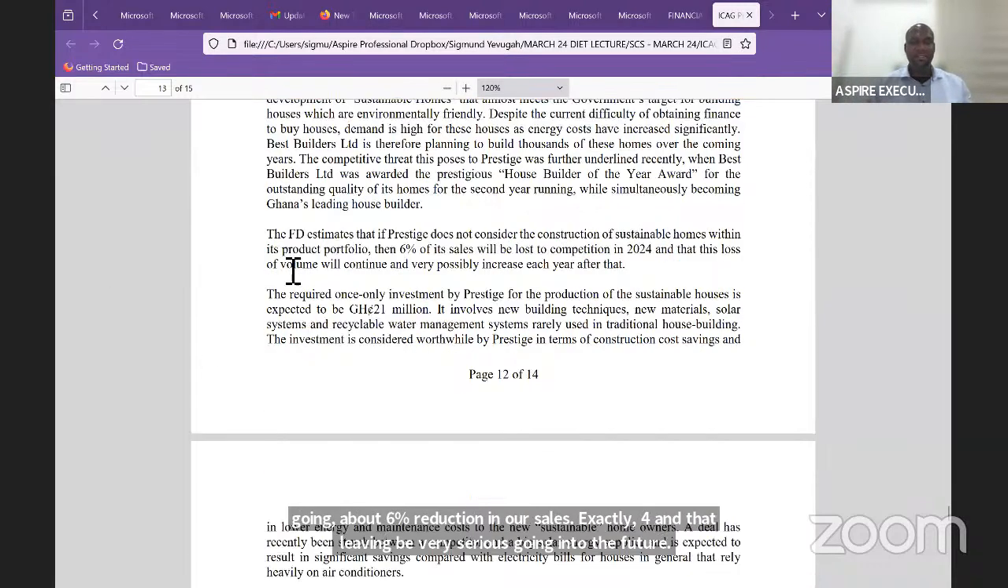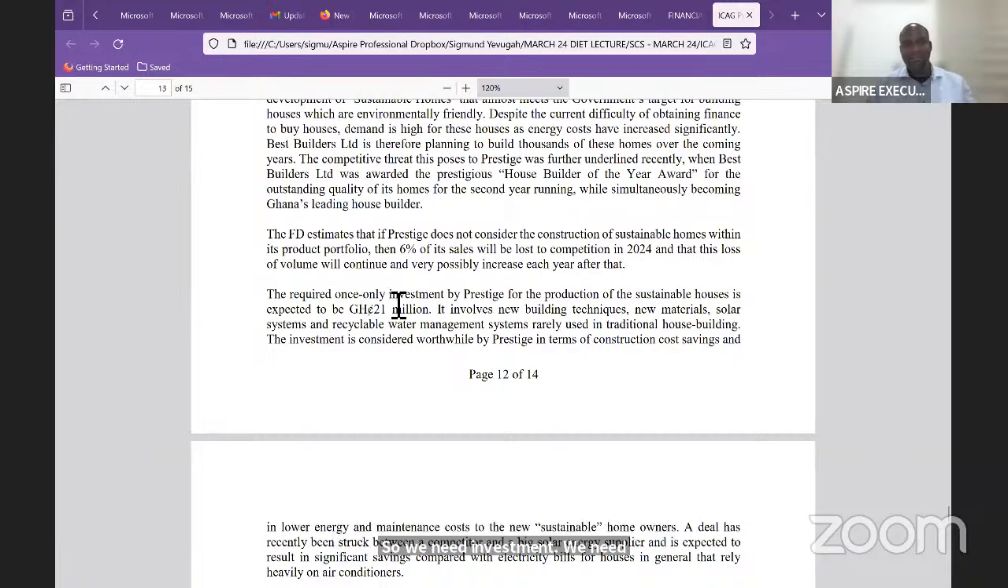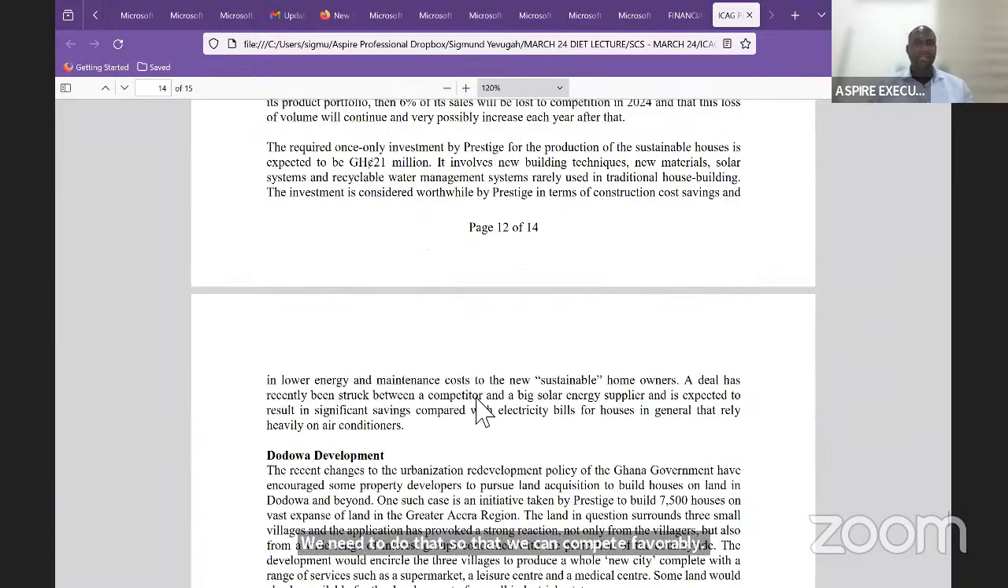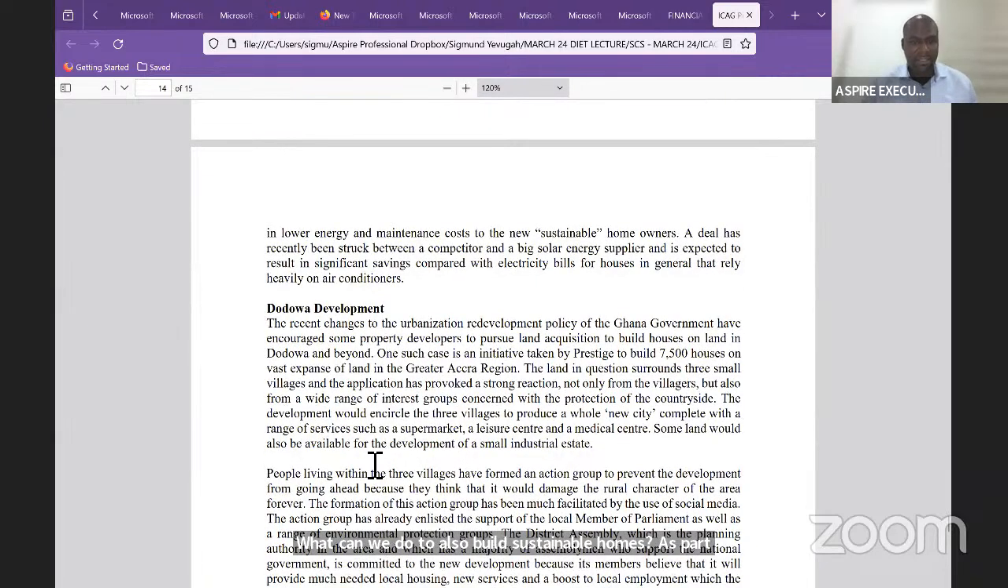So we need investment. We need more investment. We also may want to consider investing in sustainable homes. We need to do that so that we can compete favorably with this competitor. So we need to look at that. What can we do to also build sustainable homes as part of our product portfolio so that we can compete with this competitor?